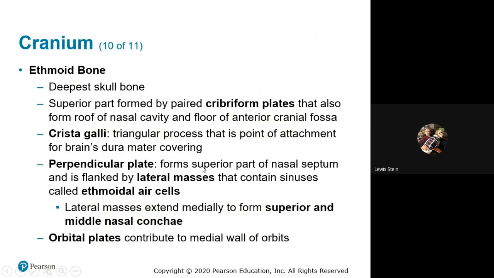That uppermost portion I didn't label is called the crista galli. So the cross shape is where the crista comes from. Galli, I'm not sure where that forms. The linings of the brain attached to it.